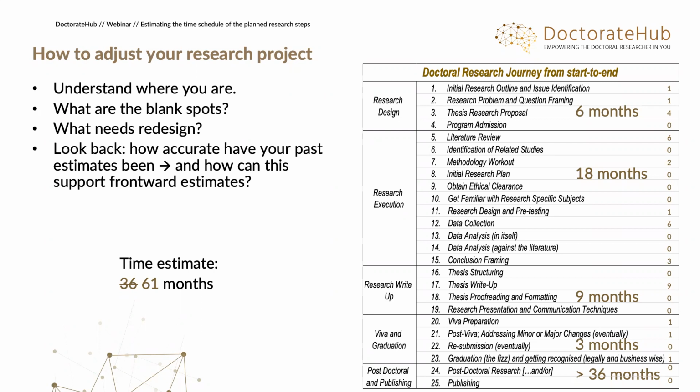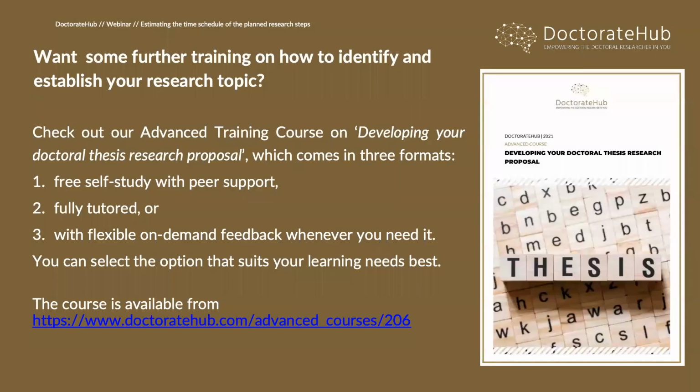How accurate have your past estimates been on the time? And how can that support your forward estimates? Where have you gone wrong? And what can we learn from that? That will help you to adjust your research plan. Are there any questions up to this point? None in the chat. Not in the chat.